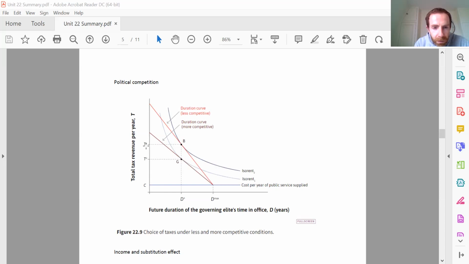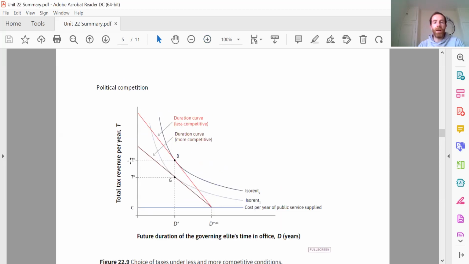So if we choose, I need to just zoom in a little bit. I think that says TN, right? Yeah. So if we choose TN, then on the old duration curve, where there's very little competition, maybe we're back to the dictator, or there's only, say, 2 different governing elites, then that level of tax revenue would lead to D star duration. But on our more competitive duration curve, where there's maybe lots of different governing elites who could come in and take over, if the governing elite decided to charge that level of tax revenue, they would actually have a much shorter stint, and roughly about half the amount of time in power.